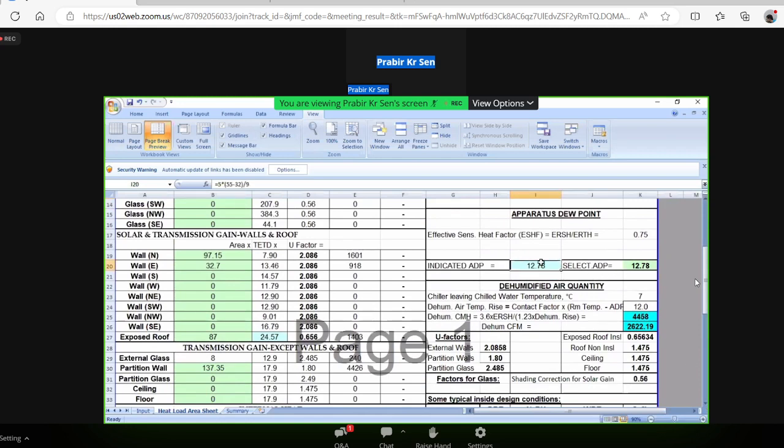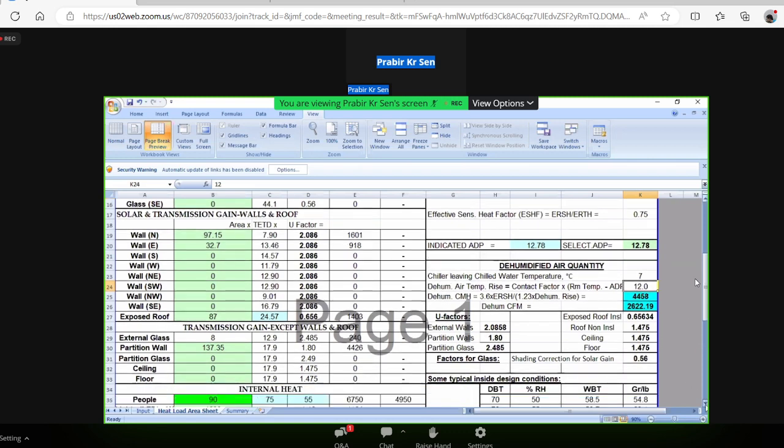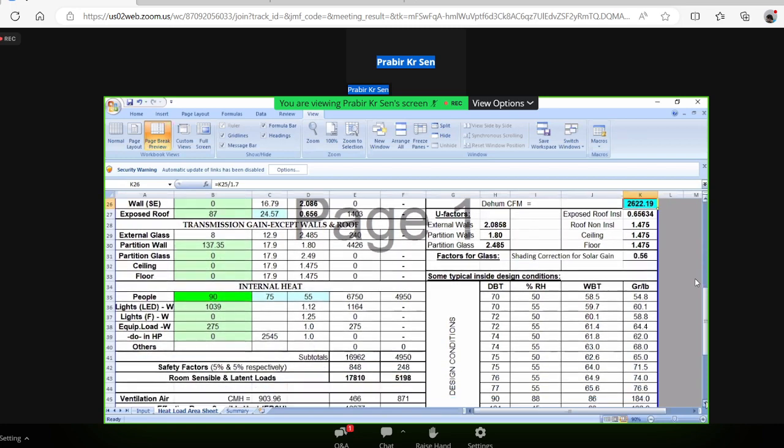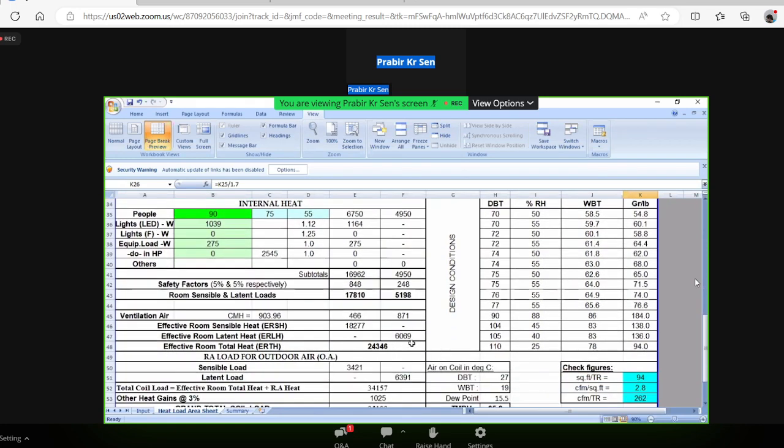Then the apparatus dew point is coming as 12.78, so we have taken 12.78. I have considered a little less apparatus dew point of 12 degrees centigrade. And for chilled water temperature, I have checked with the chiller, they can supply chilled water at 7 degrees centigrade. So maintaining 12 degrees centigrade coil temperature is not difficult. So I have calculated the dehumidified air quantity from K25.